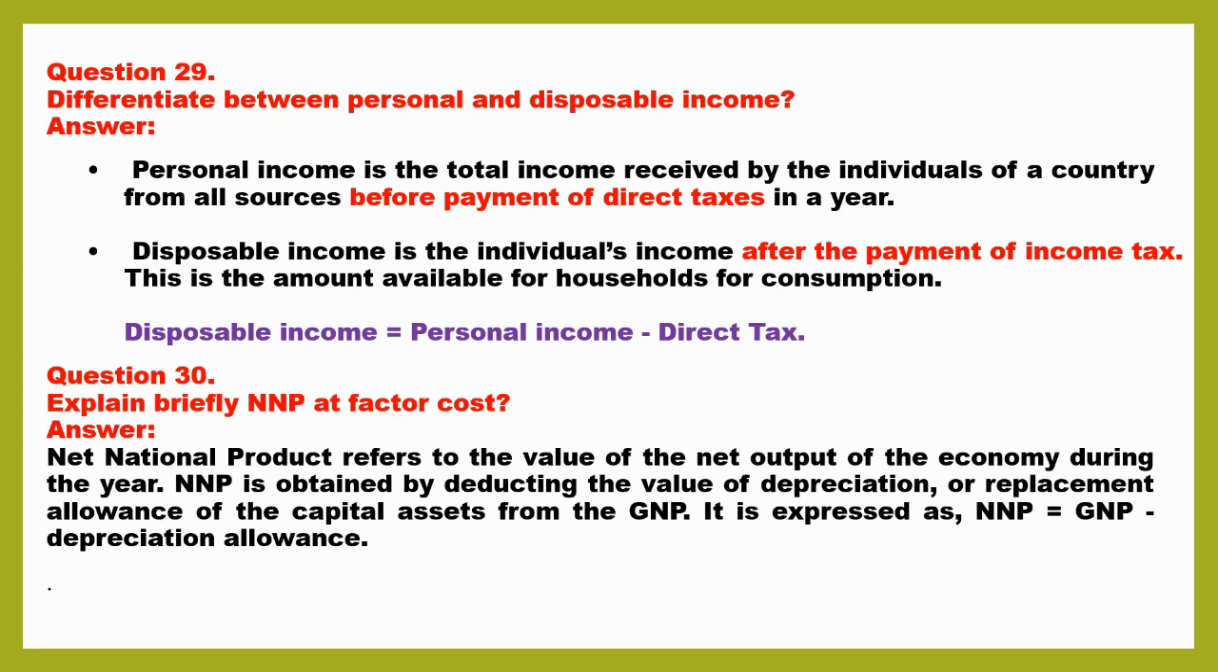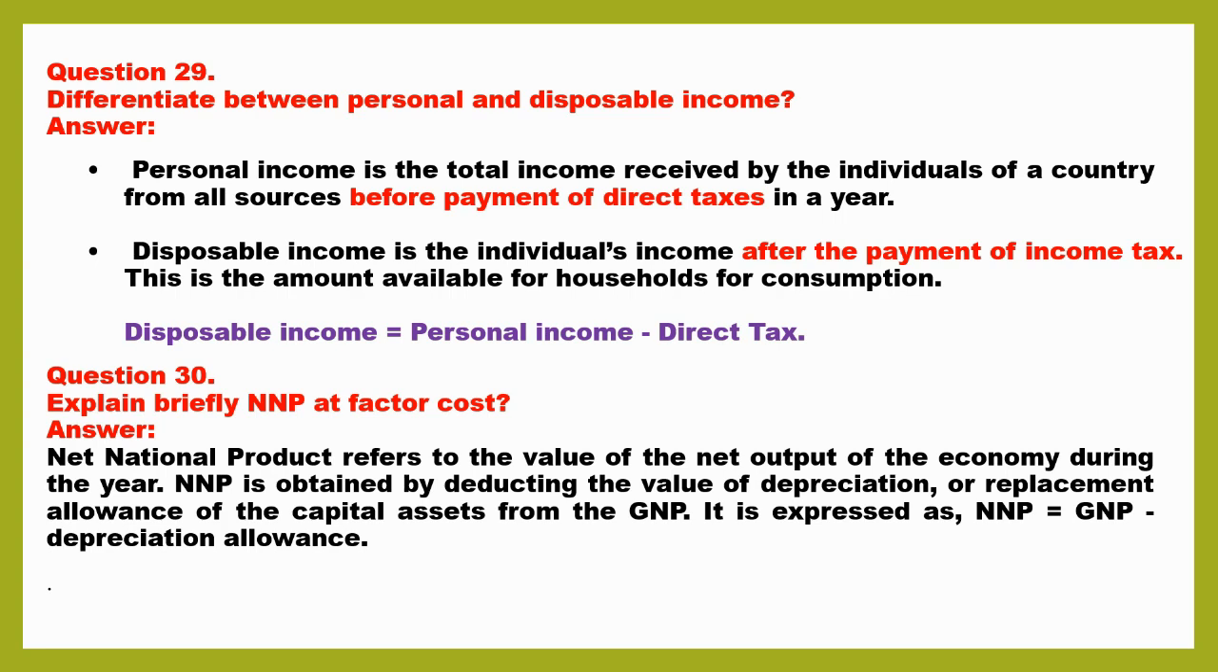Next question is, explain briefly NNP at factor cost. NNP means net national product, which refers to the value of net output of an economy during the year. Net national product is obtained by deducting the value of depreciation or replacement allowance of the capital assets from the GNP. It is expressed as NNP is equal to GNP minus depreciation allowance.